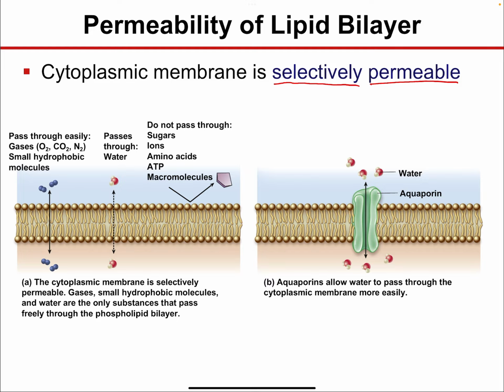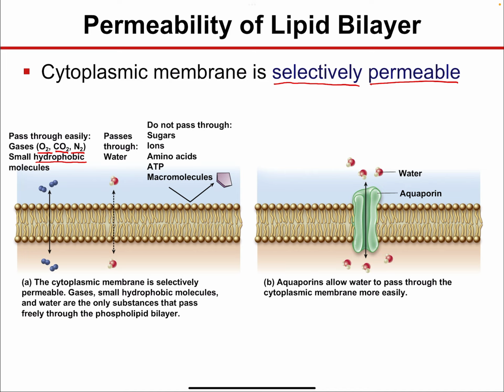Now, the chemicals that are able to go freely in and out based on concentration are able to do so because they are small and non-charged. For instance, oxygen gas, carbon dioxide, which is a gas, and atmospheric nitrogen, which is a gas, can actually cross freely the plasma membrane because they are small and non-charged. You also have small hydrophobic molecules that can cross freely the plasma membrane.